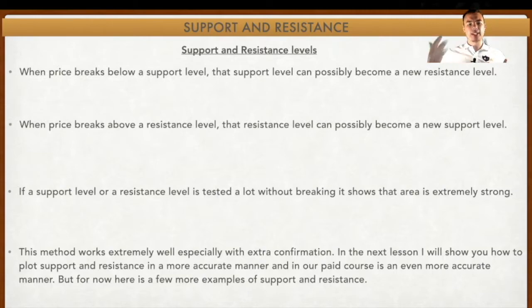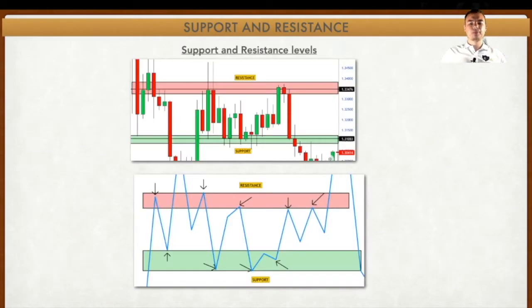But like I said, next lesson I'll show you how to plot support and resistance as one, okay, which is more accurate than putting in a support level, putting in a resistance level, etc. And then, like I said, in the paid course, I will show you how to do zone to zone. So that's a candlestick chart having support and resistance, and then the line chart having support and resistance. So it's just easier to identify it with the lines. But this is sort of the zone method.